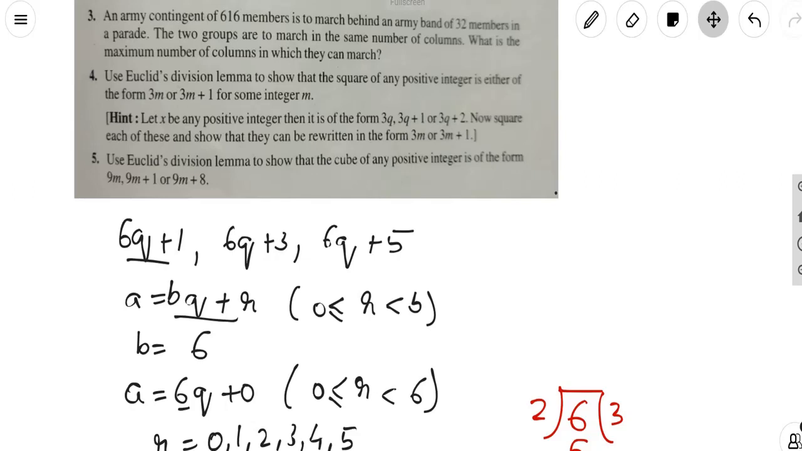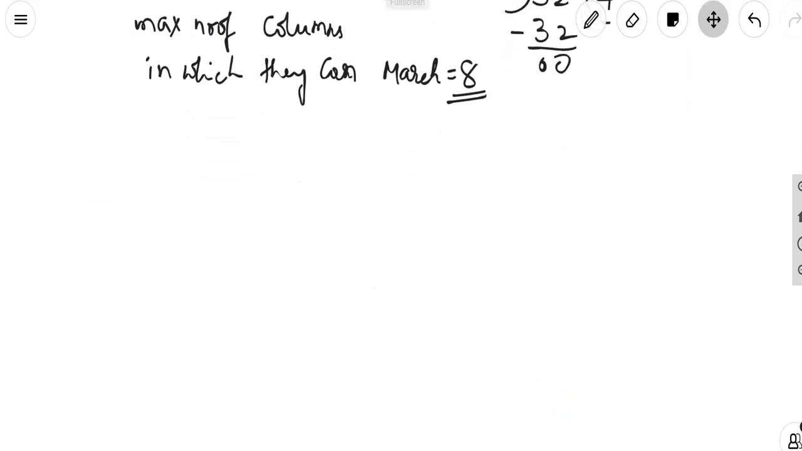The hint says: where x can be any positive integer, then it is of the form 3q, 3q plus 1 or 3q plus 2. Now square each of these and show that they can be rewritten in the form of 3m or 3m plus 1. So from this hint only we'll try to solve this problem. We have to take any positive integer a, write down the equation, and get it to the form of 3m or 3m plus 1. So we'll start solving here.